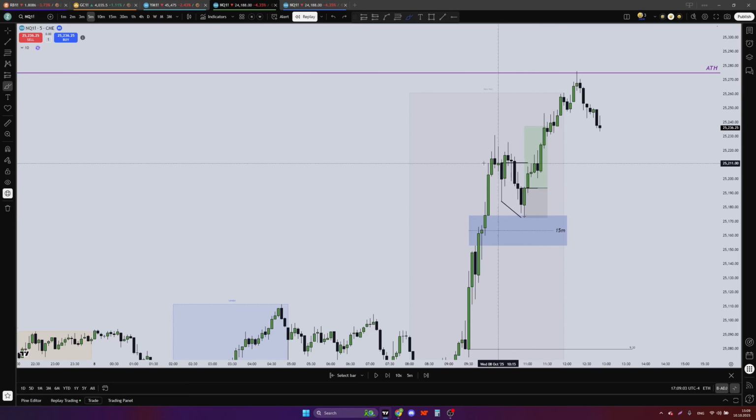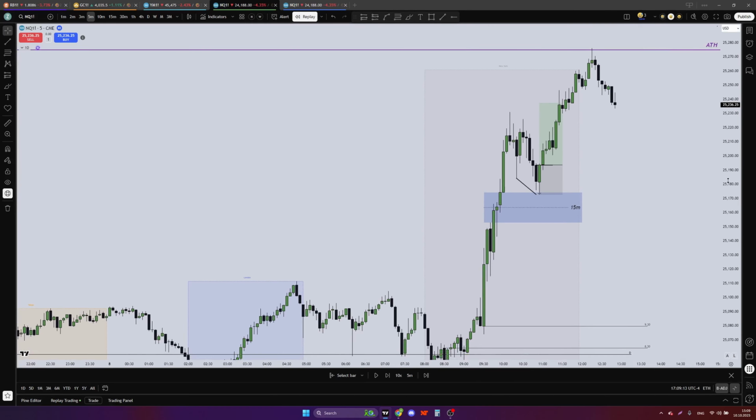If I'm going to use the continuation order block, it has to be external range. So basically the swing low has to be taken out, and then I can trade the order block. So that was my trade.